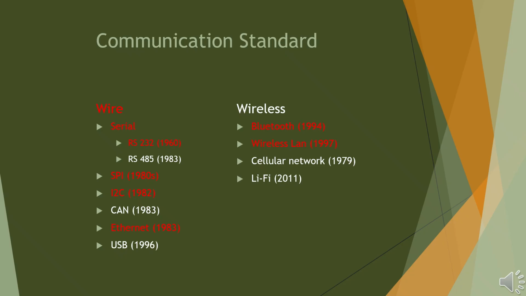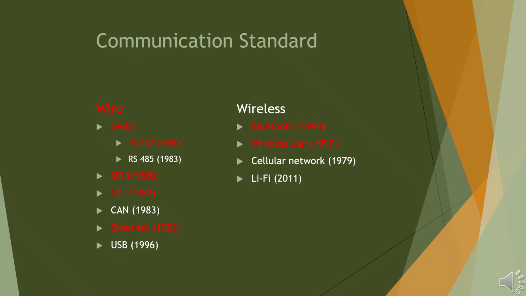In 1996, USB, Universal Serial Bus, simplified connectivity between computers and peripherals, replacing many legacy connectors. It supports both data and power transfer and is now the universal interface for consumer and embedded devices. More recently, wireless standards like Bluetooth, Wi-Fi, and Li-Fi have enabled cable-free communication. Bluetooth is ideal for short-range, low-power applications like wearable devices and sensors. Wi-Fi provides high-speed networking over longer ranges, and Li-Fi uses visible light for ultra-fast wireless data transmission in specific environments.